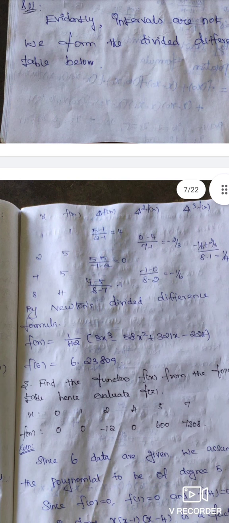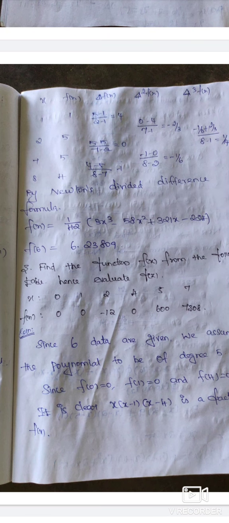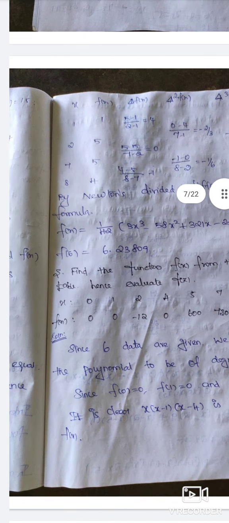So we substitute the values in Newton's divided difference. We get f of x is equal to 1 by 42 into 3x cube minus 58x square plus 321x minus 224. Now we calculate the value of f of 6. So we substitute x is equal to 6. We get f of 6 is equal to 6.23809. And next problem. Find the function f of x from the following table.